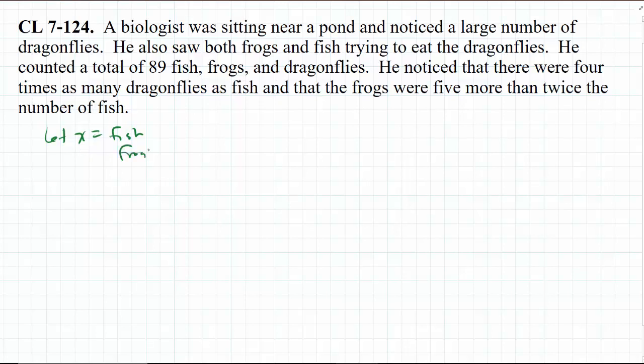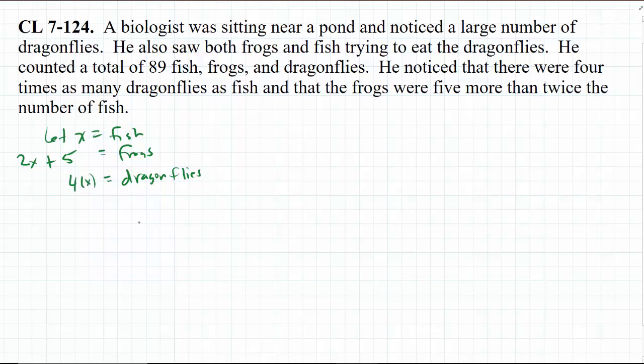For frogs, let's look at the frogs. The frogs were 5 more than twice the number of fish. Well, twice the fish is going to be 2x, and then 5 more than that, so 2x plus 5, or 5 plus 2x, it really doesn't matter. And finally, the dragonflies. There are 4 times as many dragonflies as fish, so that would be 4 times x.